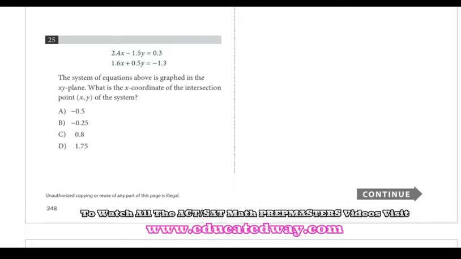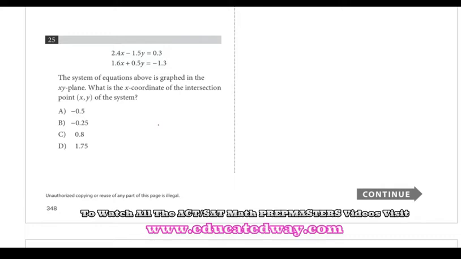We could use elimination. We're trying to find out where the two lines, these are equations of lines, intersect. So we could graph these, but that's pretty difficult. Or we could use substitution, but we are going to use elimination. Most students do not like decimals, so let's just multiply each of these equations by 10 to start things off.